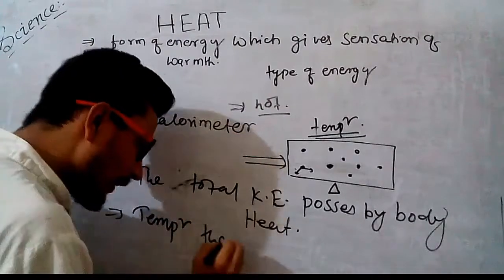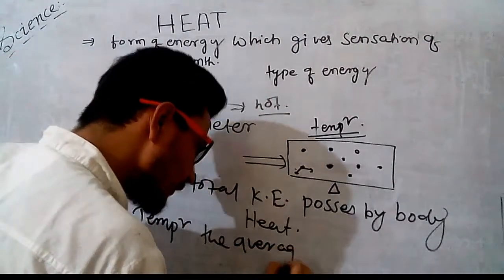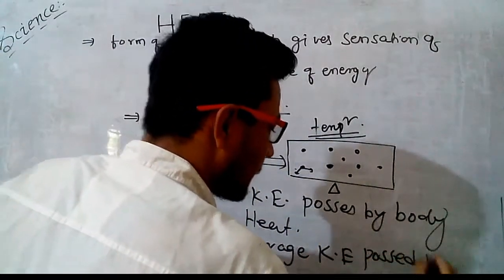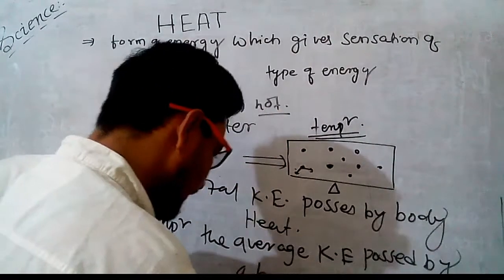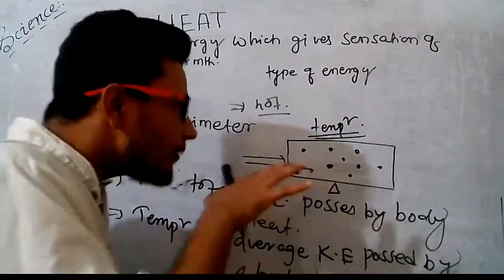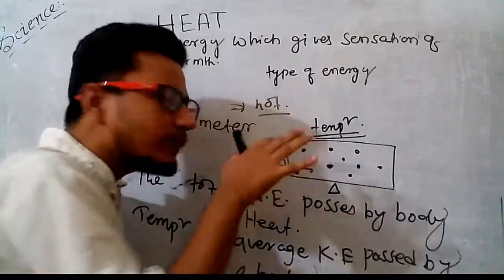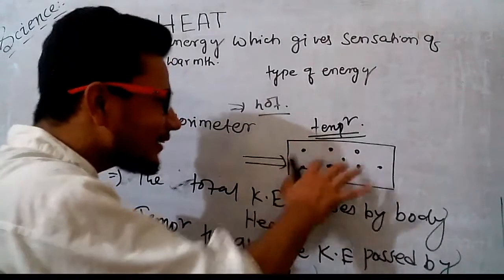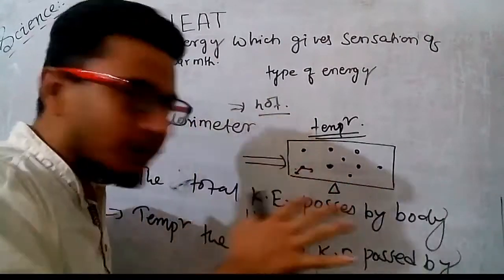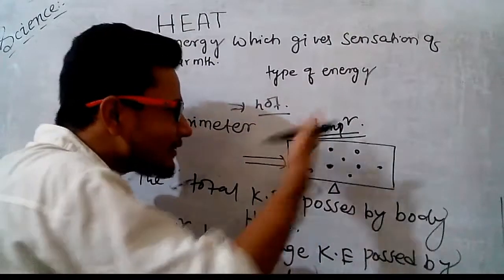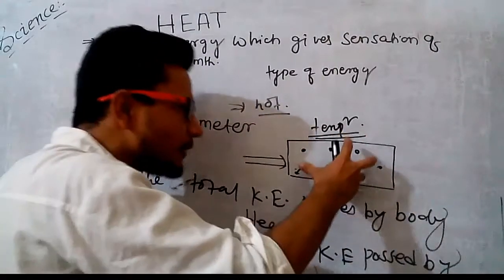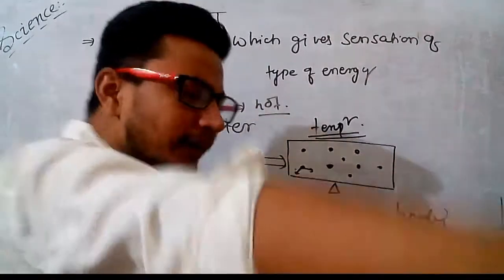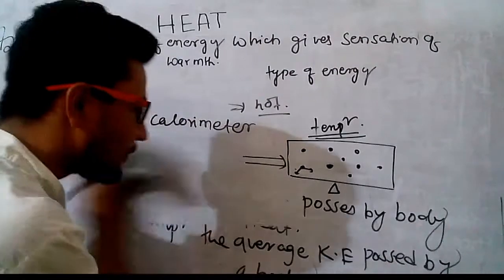So temperature is the average kinetic energy possessed by a body. Clear or not? How much energy each molecule possesses, that is the average kinetic energy possessed by a body, is called its temperature. But when you add all the kinetic energy contained by a system's molecules, that is called heat energy. So there is a big difference between heat and temperature.